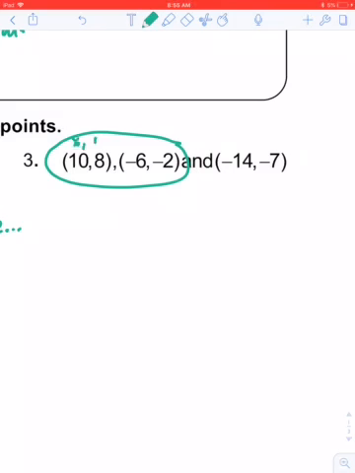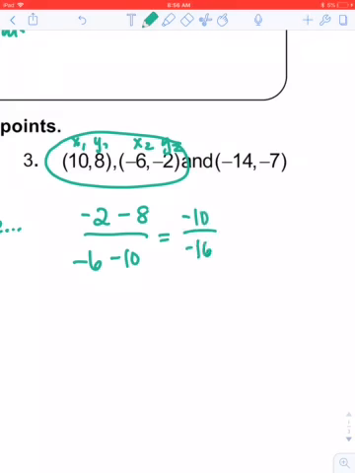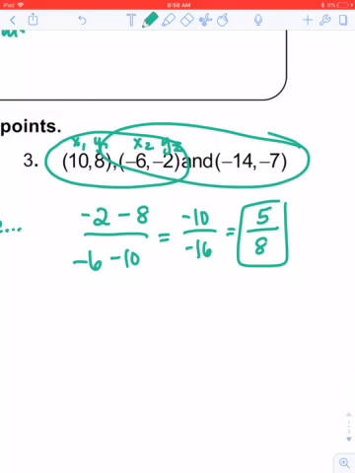And I'm going to call this one x1, y1, and this one x2, y2. So I'm going to try -2 minus 8 over -6 minus 10. So I get -10 over -16. So simplified, remember a negative over a negative is positive. So simplified, that gives me 5/8.